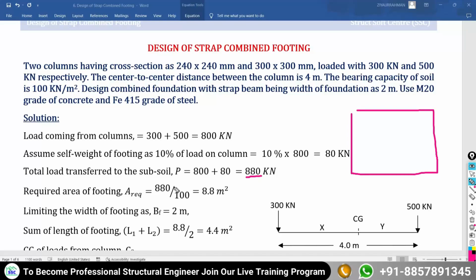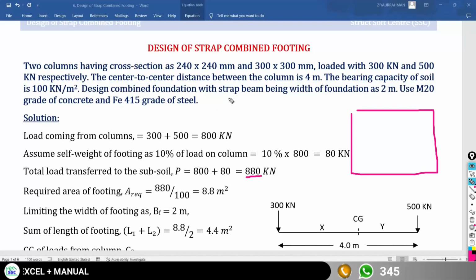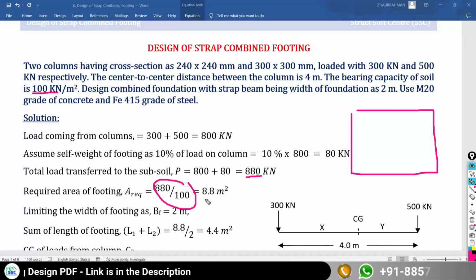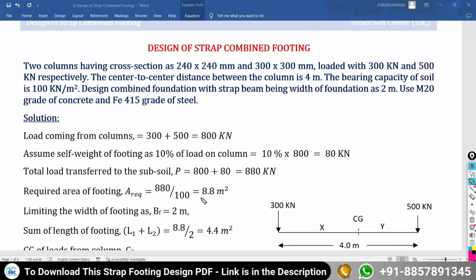880 kilonewton divided by SBC of the soil. How much is the SBC of the soil? It is given as 100 kilonewton per meter square. So take the ratio of these two, total load divided by SBC, and you will get the total area of the footing required as 8.8 meter square.